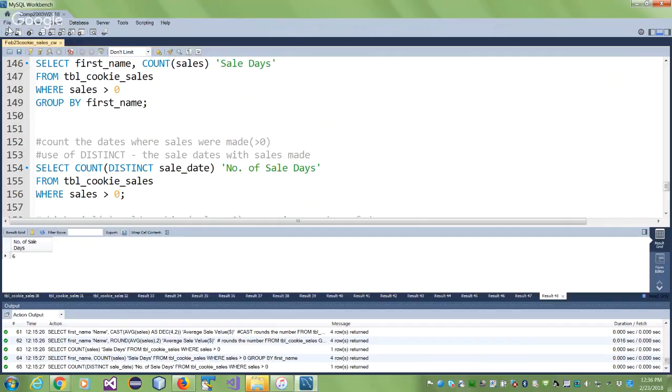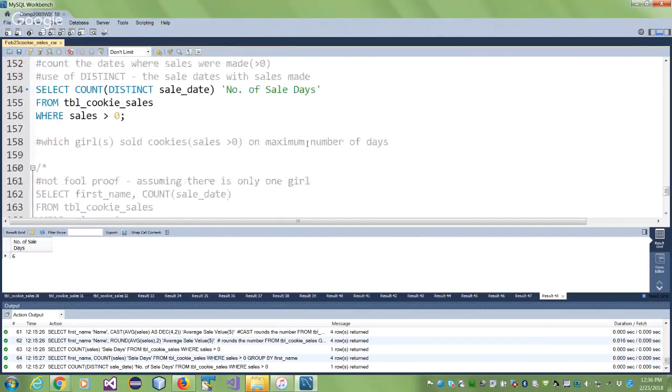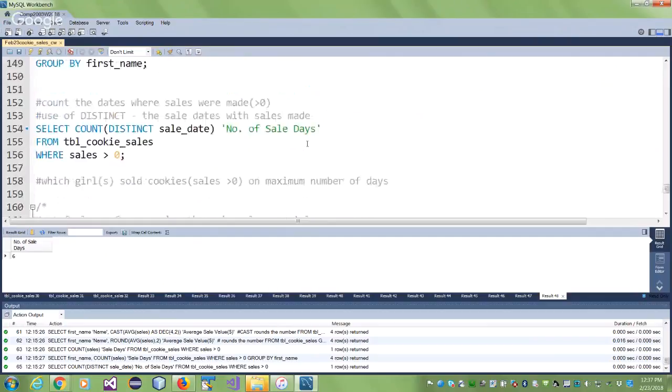Okay, let's look at the problem now. Let's put a little brain work here before we start looking at how to do it. The question says, which girl sold cookies? Of course, sales should be greater than 0 on the maximum number of days. So there are 4 girls, right? And 2 of them sold on 7 days and 2 on 6.